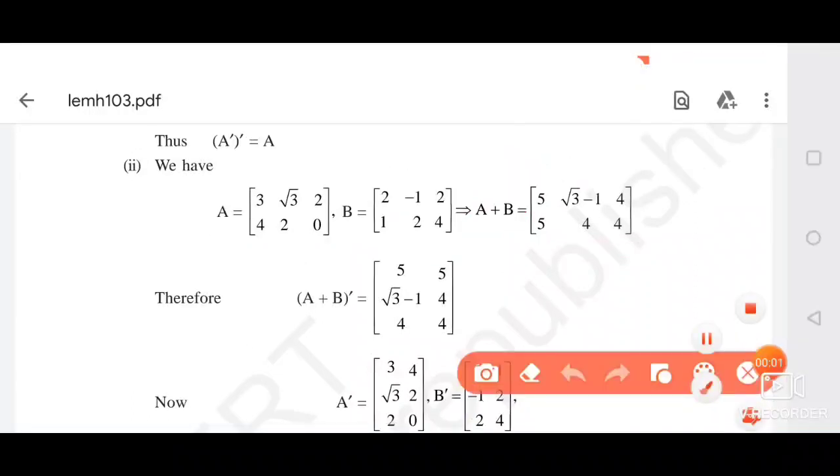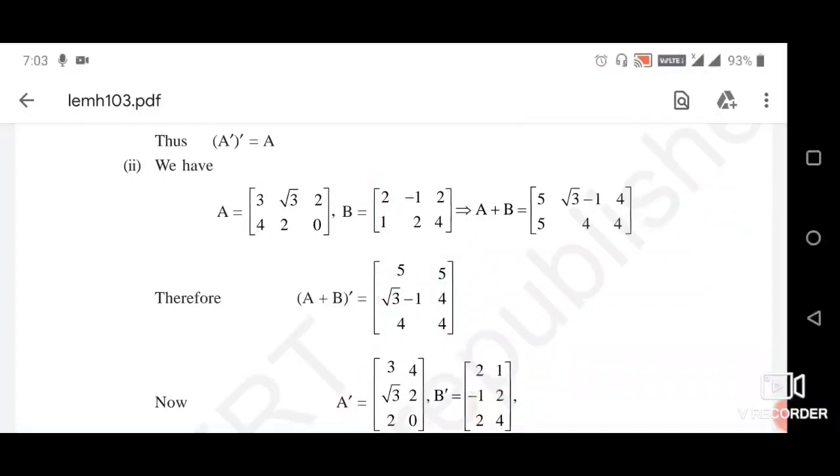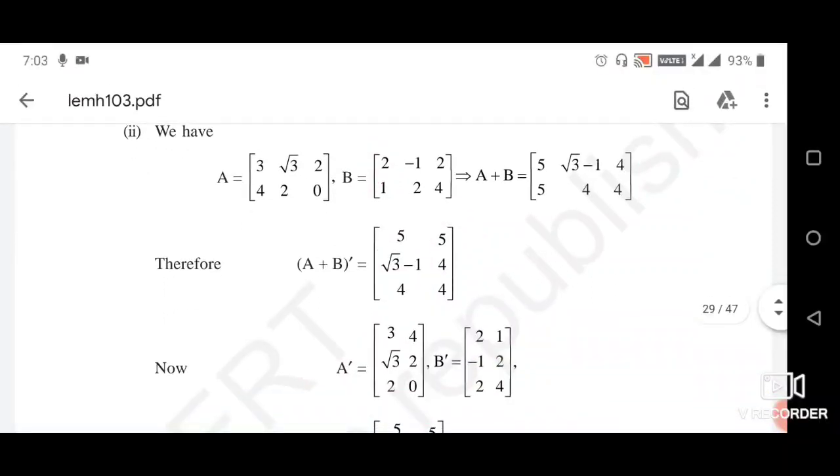Now A plus B whole transpose means the first row will become the first column and the second row will become the second column. Now individually we have to find A transpose and B transpose. So see here, in case of A, the first row will become the first column in A transpose and the second row of A will become the second column of A transpose. In the same way, B transpose also we can find. So here it is the B transpose.